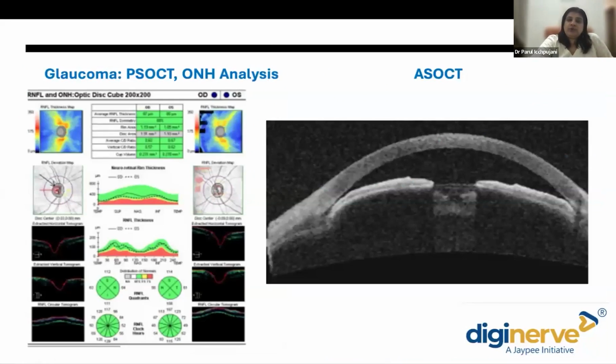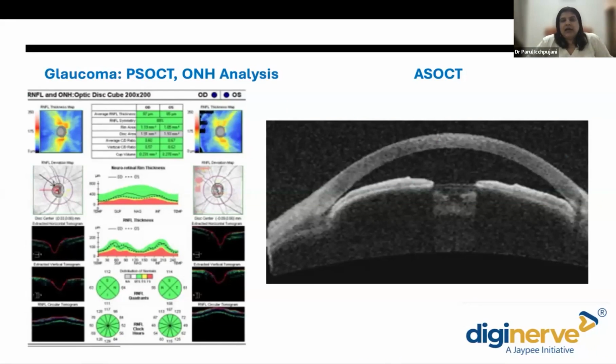OCT is also used for glaucoma and for assessment of the retinal nerve fiber layer thickness. So here we have the optic nerve head, and the entire retinal nerve fiber thickness is divided into quadrants or clock hours, and we can see the average retinal nerve fiber layer thickness. And once it starts deteriorating as the disease progresses, we can step up our treatment to halt the disease at a certain point.